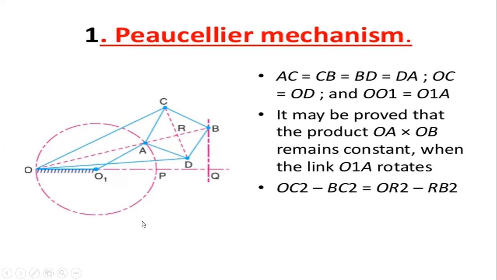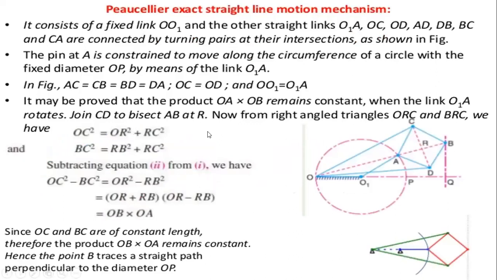Then we are going to prove that the product OA into OB remains constant. OA into OB remains constant when the link O1A rotates. So when the link O1A is rotated, the length product OA into OB remains constant. The Peaucellier mechanism consists of a fixed link OO1 and the other straight links O1A, OC, OD, AD, DB, BC, CA, which you can see in the picture. These are connected by turning pairs at the intersections, as shown in the figure.